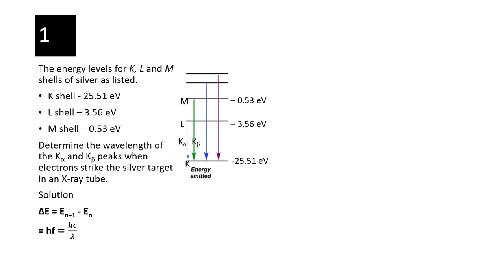Okay, determine the wavelength of a K alpha. This one. And K beta is this one. I've given you the equation. Any problem? Let me know if you have problem calculating.